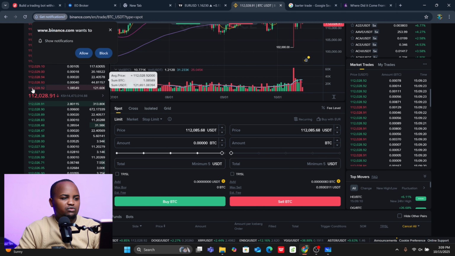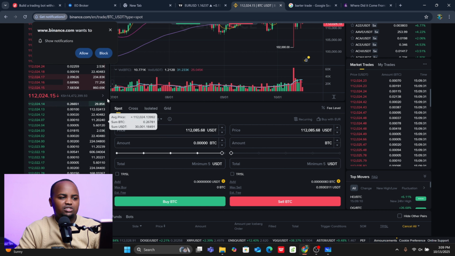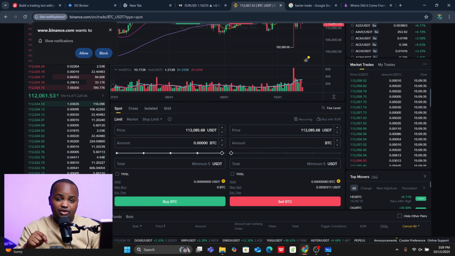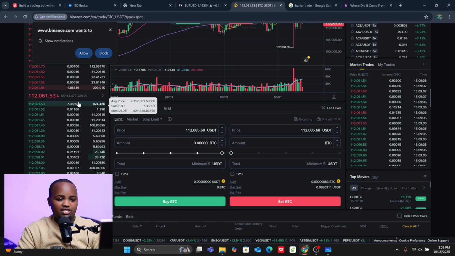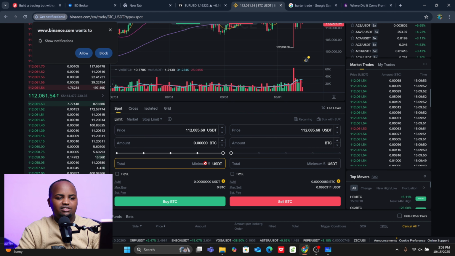You see, Bitcoin has moved to 112,038 now. It has already moved up by $300 while we are sitting here. It has moved almost 300 USD just quickly like that. You can just buy here, and after buying, you can sell, and that's how you actually make money. The minimum you need is 5 to buy.